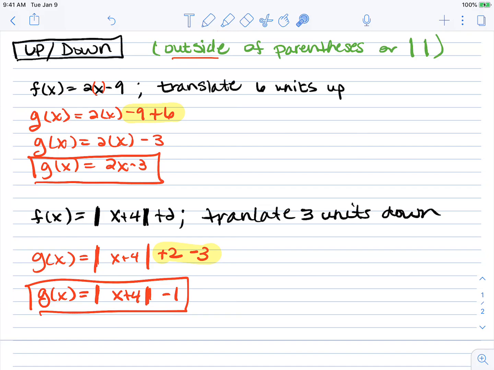Again, I started with this function given. They told me how to translate it. This is the equation with the translation, and I refer to it as g of x.